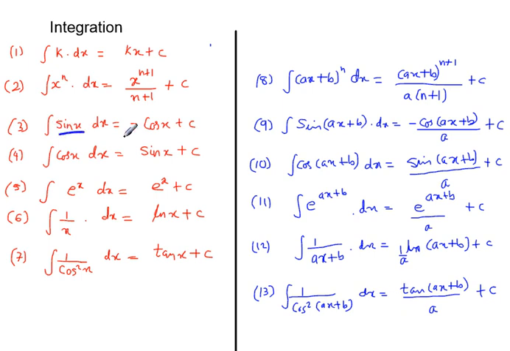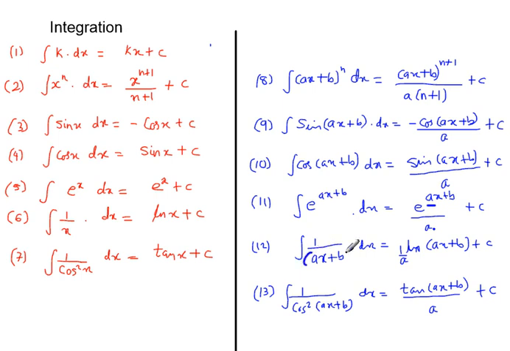Now sin x. Suppose you have a composite function sin ax plus b, the integral is minus cos ax plus b, and what is the coefficient of x? It's a. So you divide by a. The integral of cos ax plus b is sin ax plus b upon a. Plus c always. I'm not going to say this each time because you need to always write plus c. The integral of e raised to ax plus b is e raised to ax plus b upon a. You always have to divide by the coefficient of x.